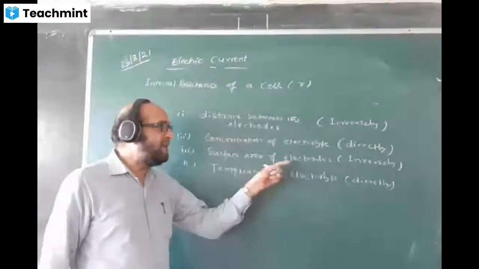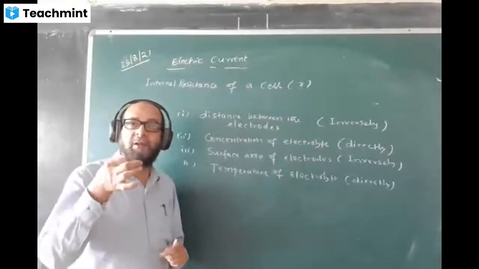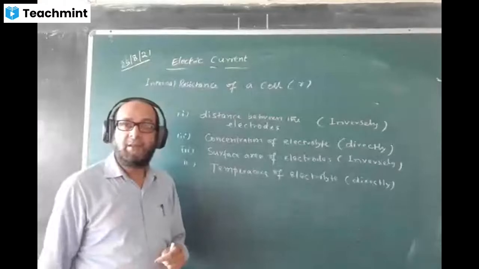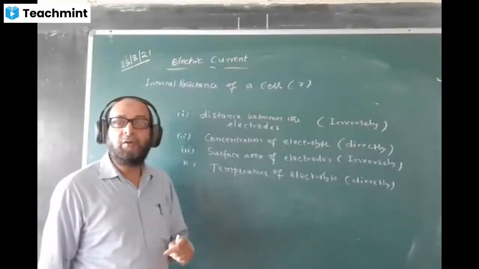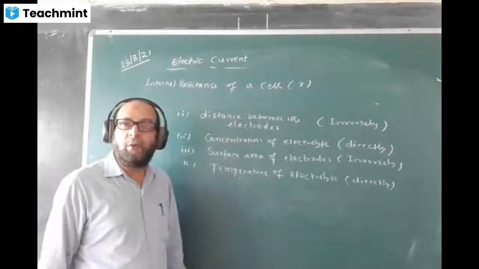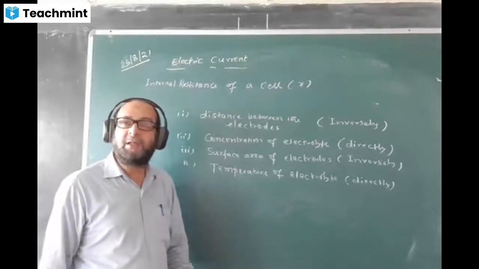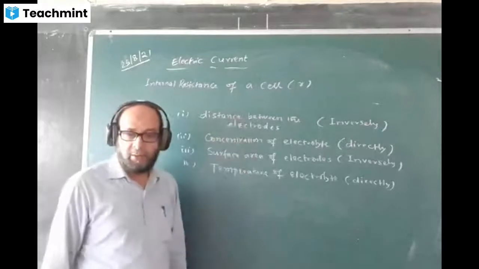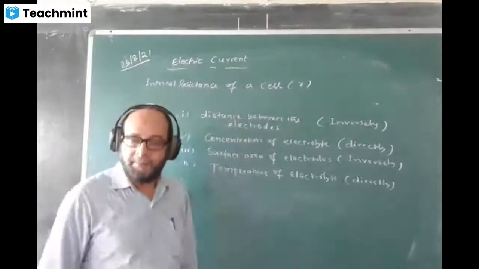It depends upon the surface area of the electrode. More the surface area, thicker the electrode, lesser the resistance. Thinner the electrode, greater the resistance. And it depends upon the temperature of the electrolyte also. More the temperature, more the resistance. Less the temperature, less the resistance. These are the factors. Okay. Now give next heading.